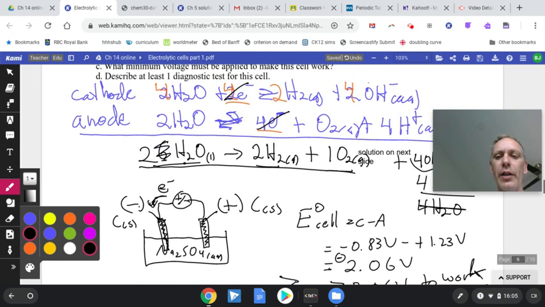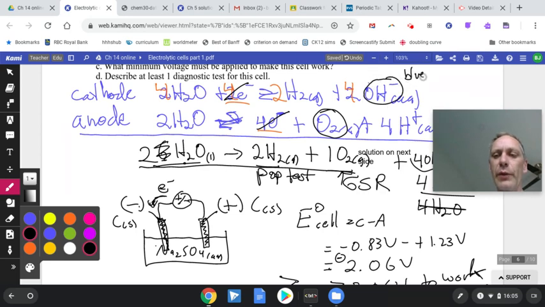Diagnostic test. Okay, we got lots. We have oxygen gas, so we could do glowing splint relights or pop test for hydrogen gas. If you wanted to go right into the 2 cathodes, at this cathode you're making hydroxide. You could do a litmus test. It would be turning blue at that half cell, and it would be turning red at that half cell. So if you can catch them before they combine to make water, you could test pH as well. So there's lots going on with that one.